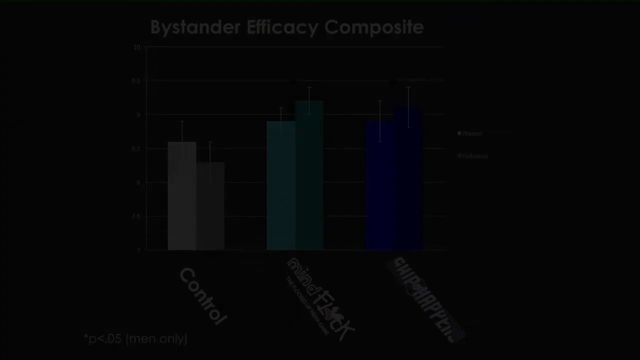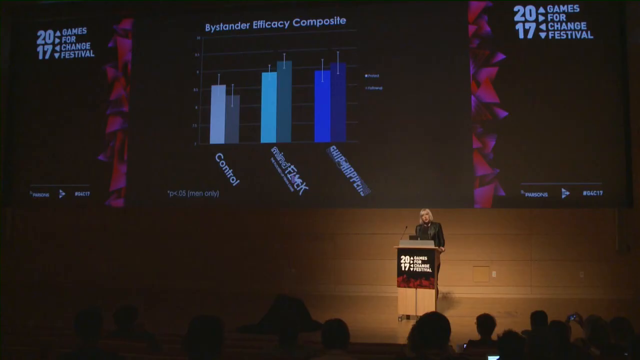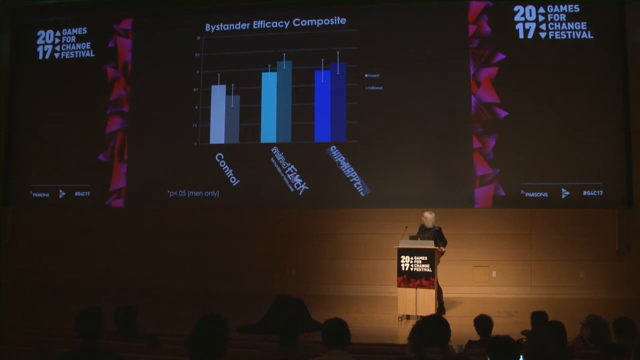So that's Ship Happens. We studied two ways of understanding bystander intervention through this scale that's called the bystander efficacy composite. And you can see what happens here with the control condition, but first I'll just tell you a little bit about the study. It's a 4-week study that included over 250 participants. Both games were targeted towards male first-year college students. So the pretest was administered, and then after playing the games, there was a gap of over a month, and the team revisited the students.